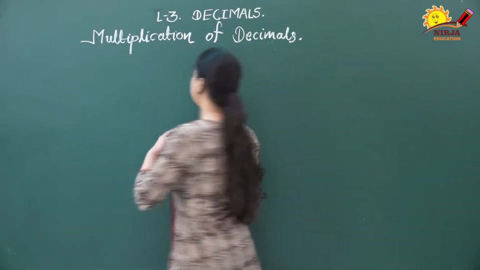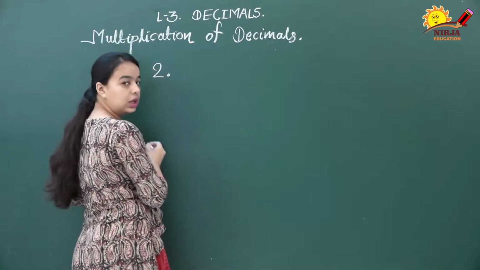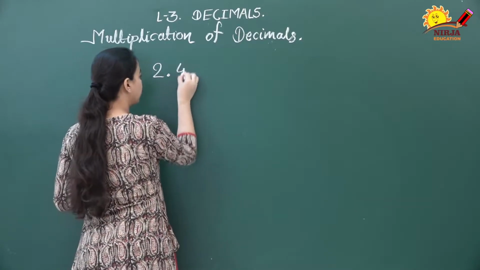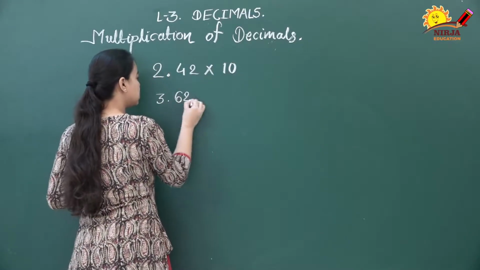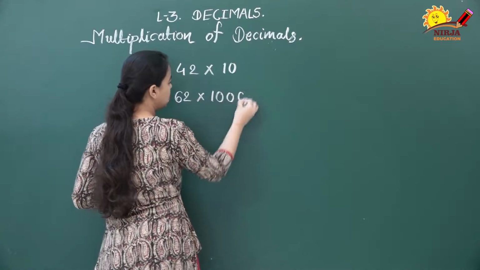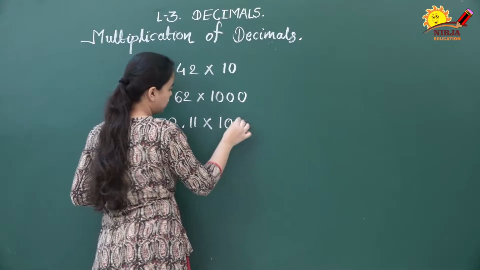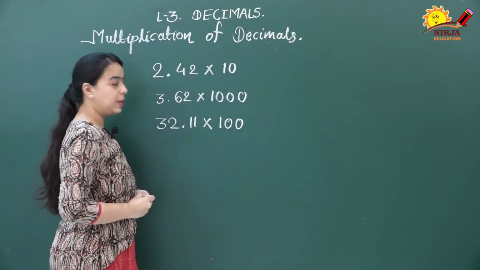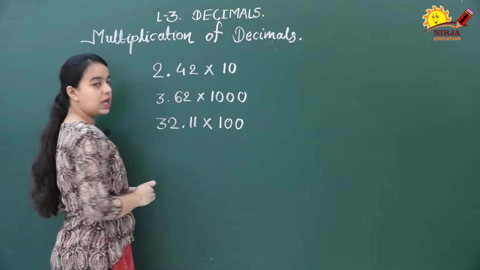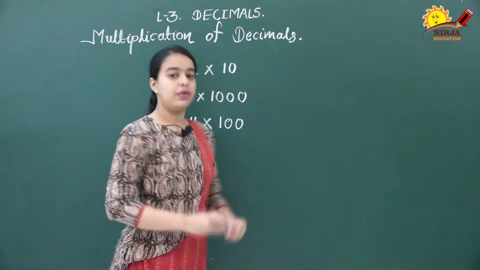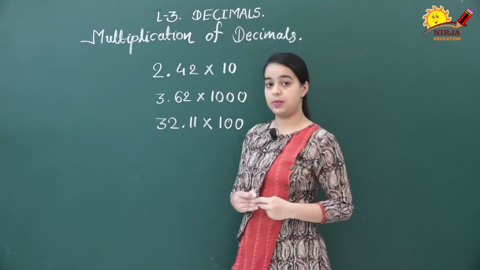First we are taking multiplication by 10, 100, 1000 and so on. Suppose I am taking one decimal number 2.42 multiplied by 10, 3.62 multiplied by 1000, and 32.11 multiplied by 100. Now we want to multiply 10, 1000 and 100 with different decimals, as you can see over here. My dear friends, you need to remember only and only one thing for multiplication of decimals.